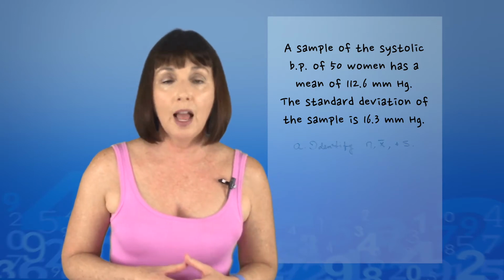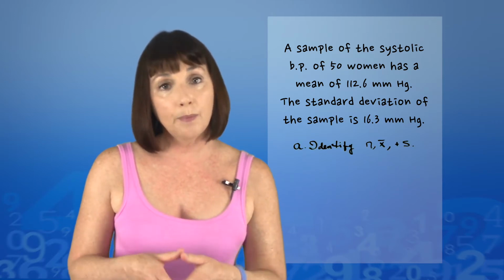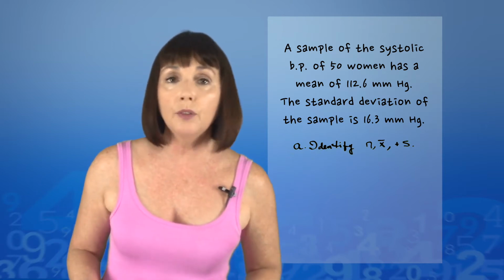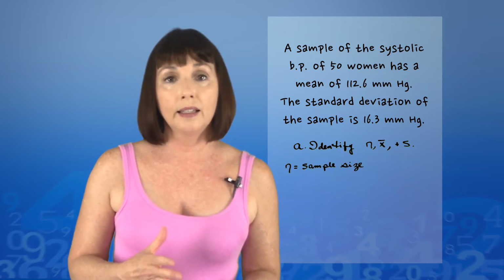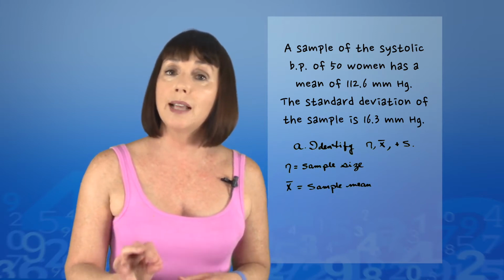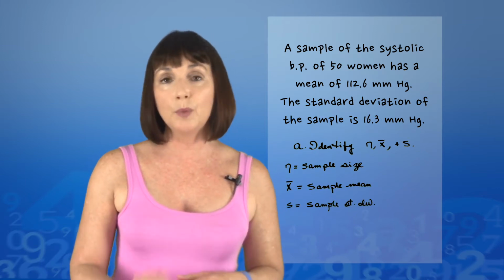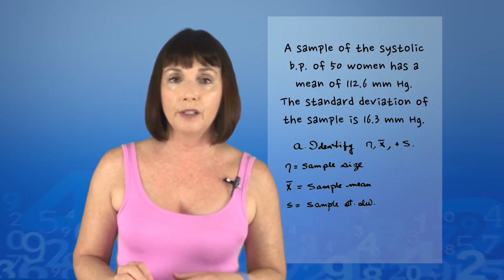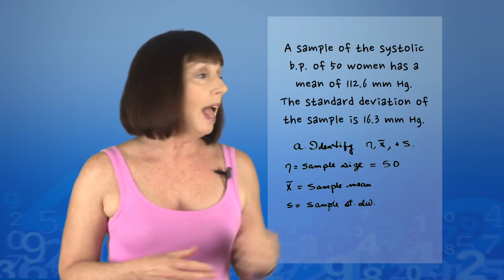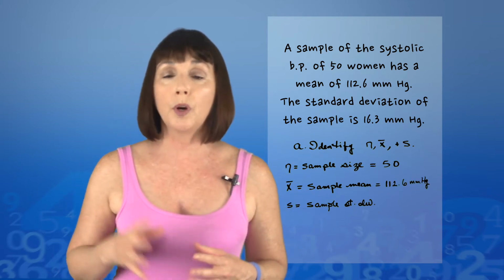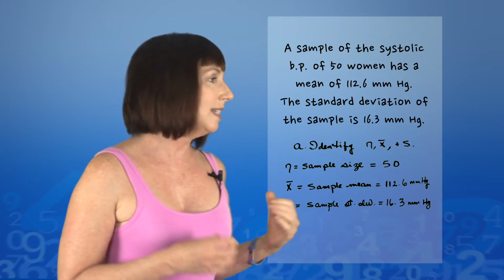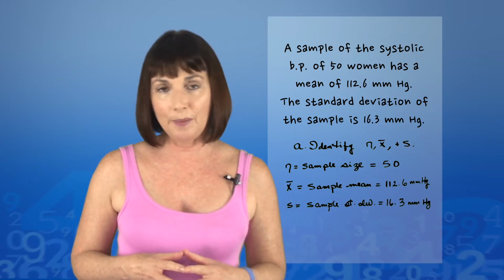So first of all, identify N, X bar, and S. We need to remember what these symbols stand for in this context. N is equal to the sample size. X bar is equal to the sample mean. And S is equal to the sample standard deviation. So from the problem, we find that N is equal to 50, X bar is equal to 112.6 millimeters of mercury, and S is equal to 16.3 millimeters of mercury.